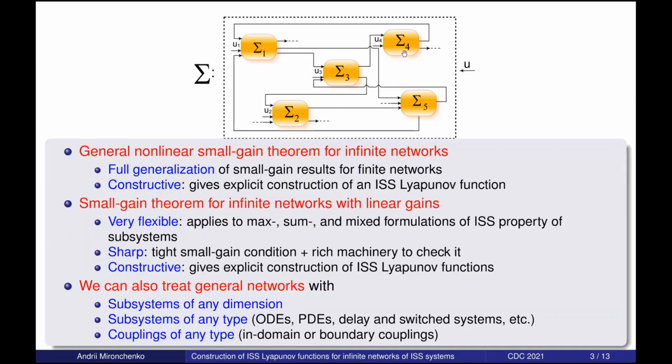Furthermore, we can construct a Lyapunov function for the whole network if we know Lyapunov functions for subsystems. This result fully generalizes the small gain results for finite networks. If the interaction between subsystems is of linear type, then one can refine these results, and I will explain this in my second talk in this session. Although I will speak about systems with ODE components, we can treat also general networks whose components can be ODEs, PDEs, delay systems, etc.